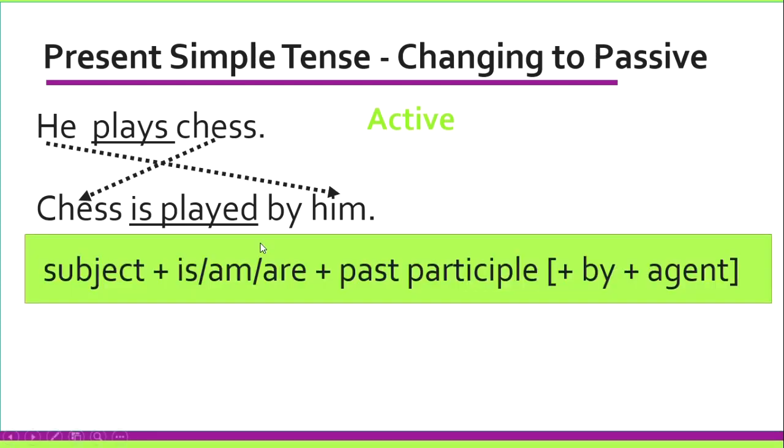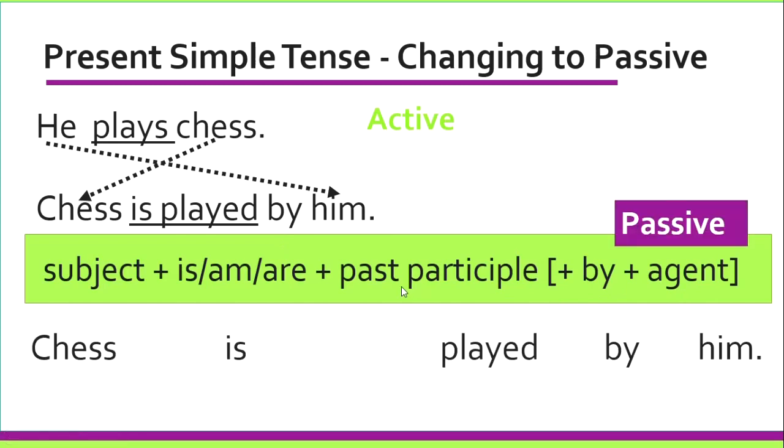action. So remember, what is the format of passive voice for present simple tense? It is subject plus either is, am or are plus past participle form of the verb, and the optional part is by plus the agent. So by him. So this is passive voice. Chess is played by him.